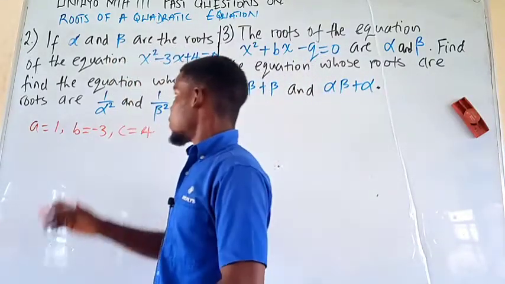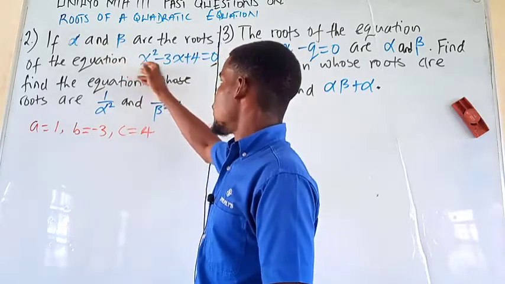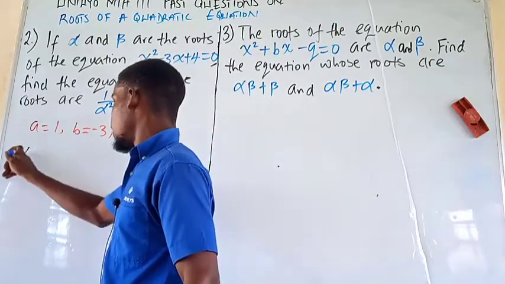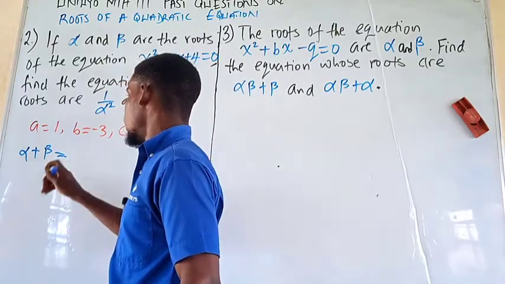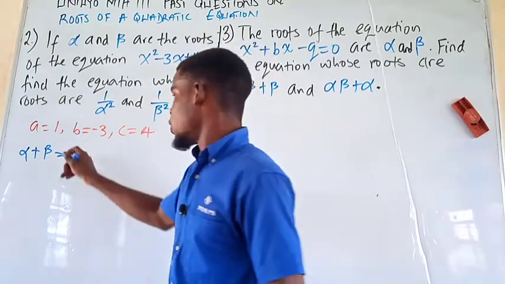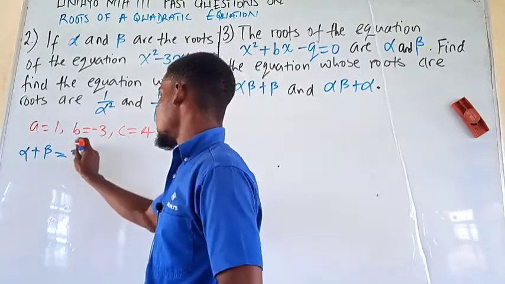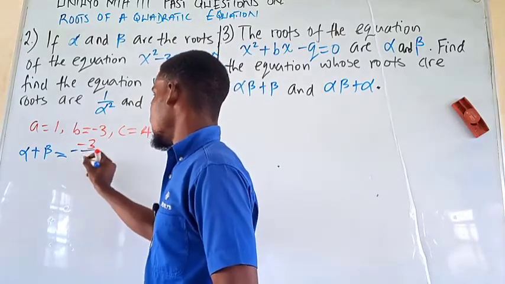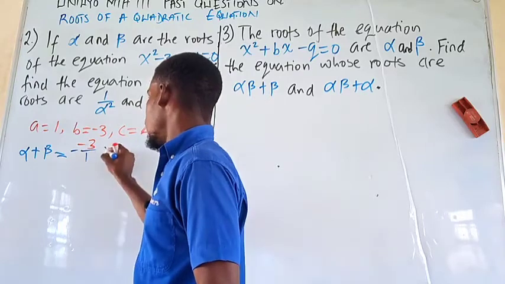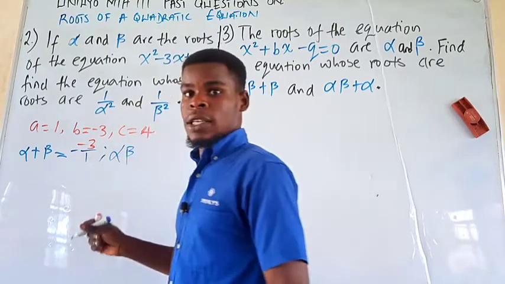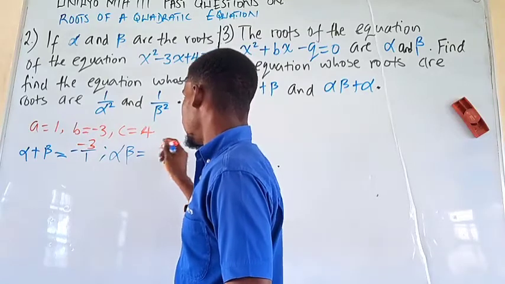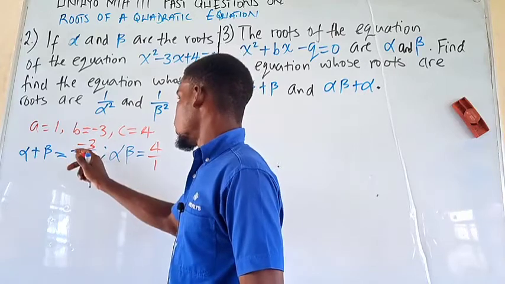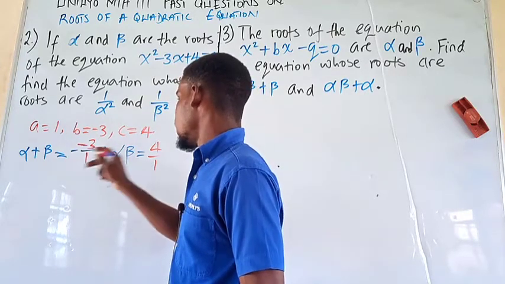Okay, so from here we know that since alpha and beta are the roots of this given equation, it means that if I should sum them up, alpha plus beta is going to give us negative b over a. So that's negative of b, which is negative 3, alright? So you know it's going to become positive. Over a here is just 1. And then we also know that alpha times beta is going to be c over a, which is 4 over 1, alright?